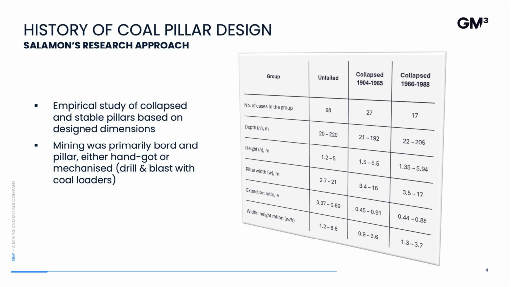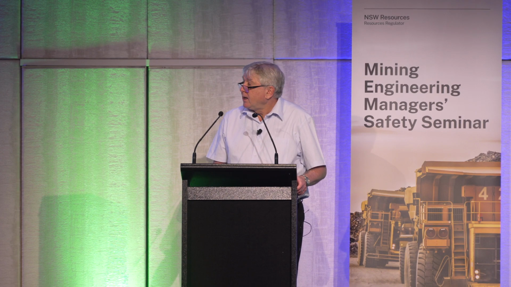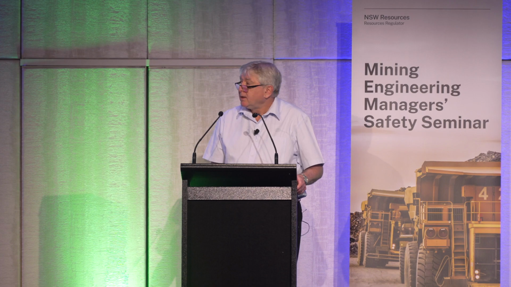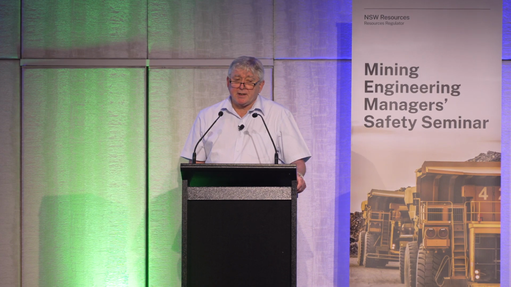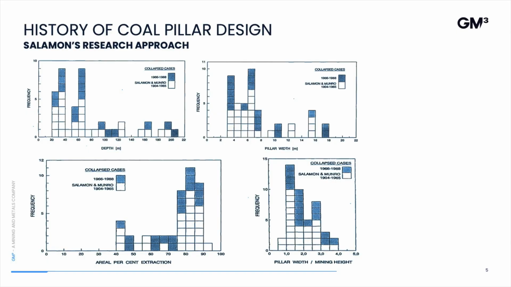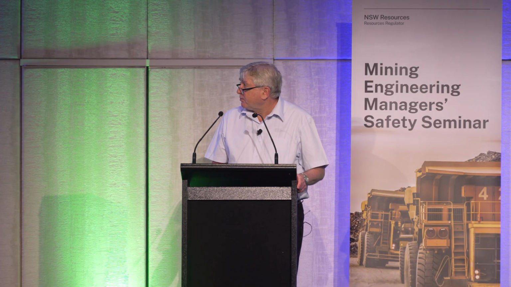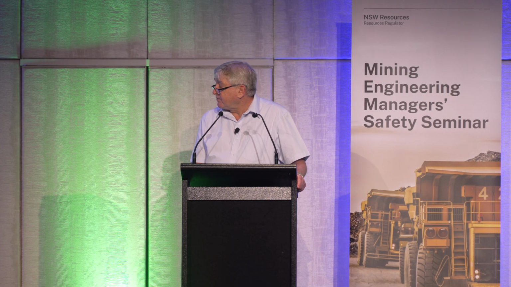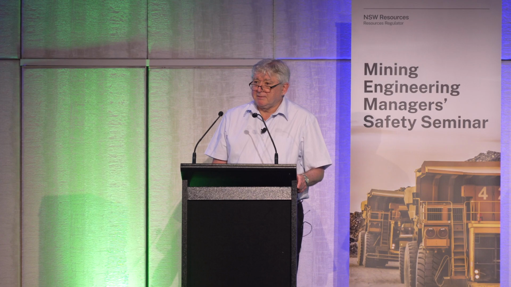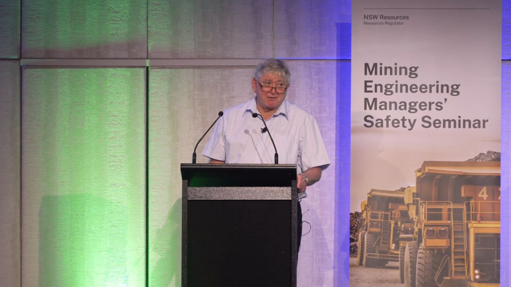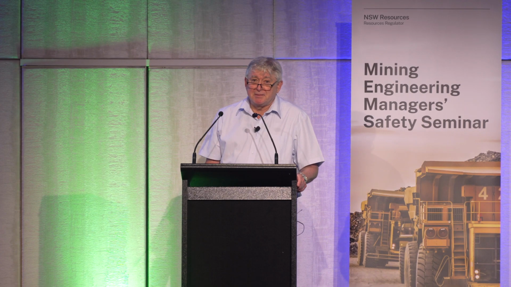So what Miklos Salomon did was he looked at unfailed and collapsed cases throughout South Africa with a range of parameters, but again, most of the mines back in those days in South Africa were shallow. And if we look at the sort of parameters we were looking at, you can see there's a strong bias towards mines which were 100 metres or less, and small pillars, even as low as a 4-metre pillar, which, for those of you who've been underground, a 4-metre pillar is a very, very small pillar, and it doesn't allow for much error in mining.